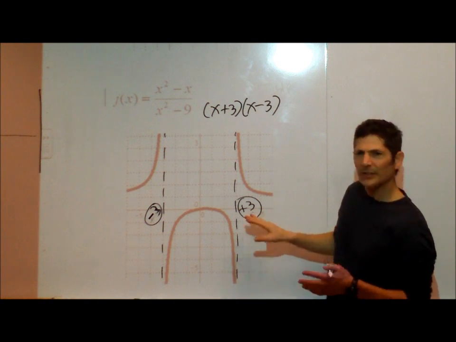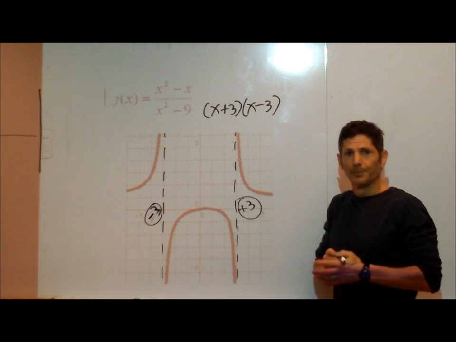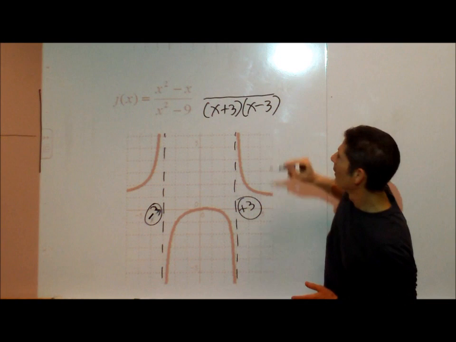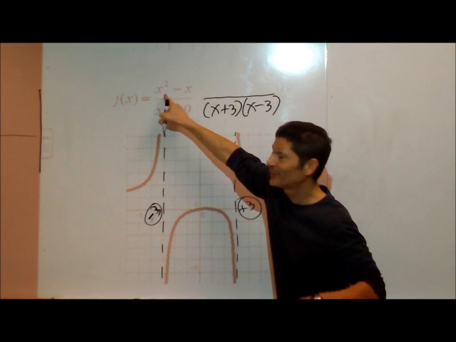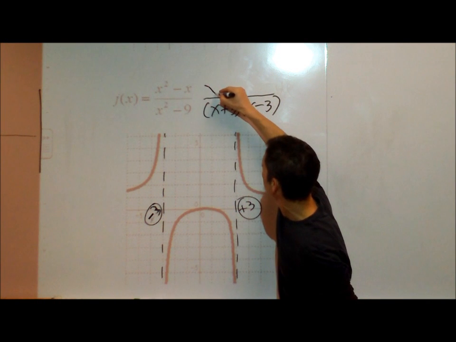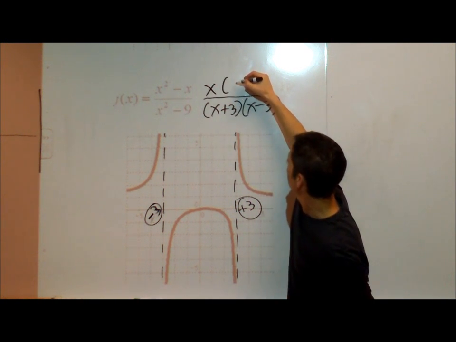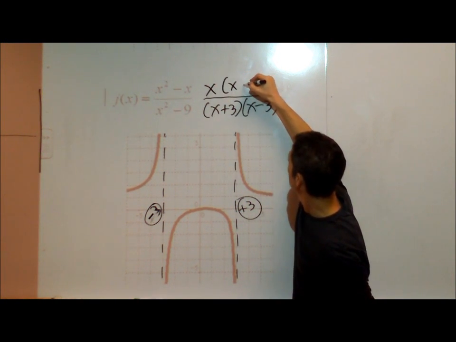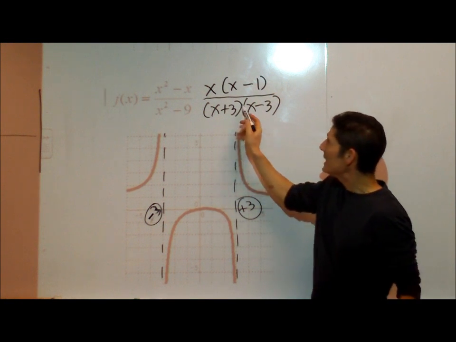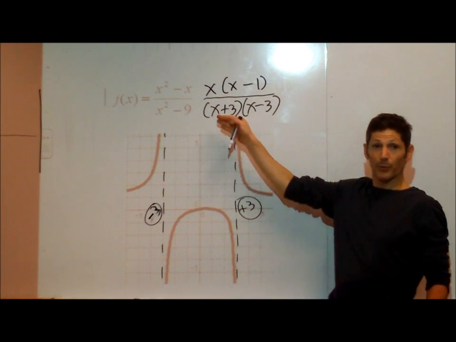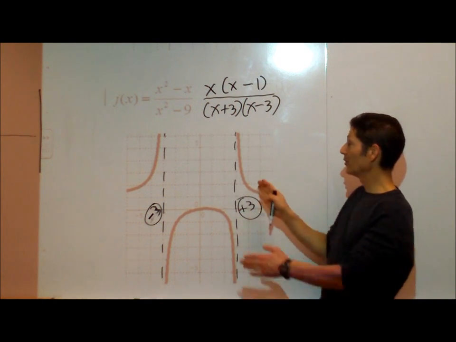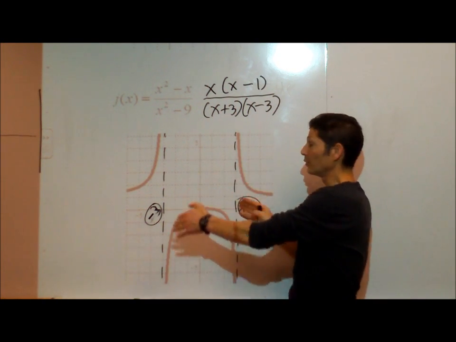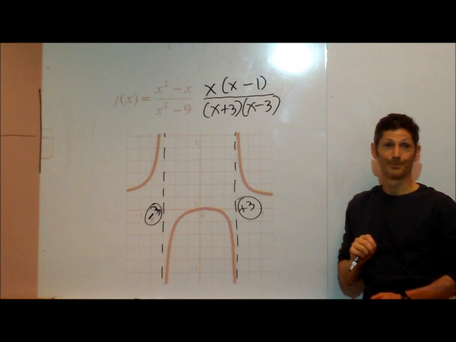How do I know, though, that it's not a removable discontinuity? Because they're not connected, or the top can't be canceled out. Yeah, so I'm going to factor the top. I think I can factor out an x, and I'm left with an x minus 1. So neither of these places where the bottom is 0 also make the top 0. Nothing cancels out. These are both infinite discontinuities.